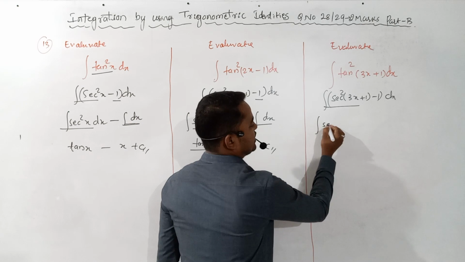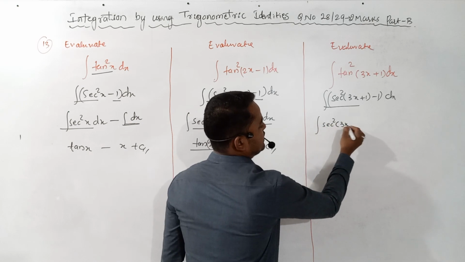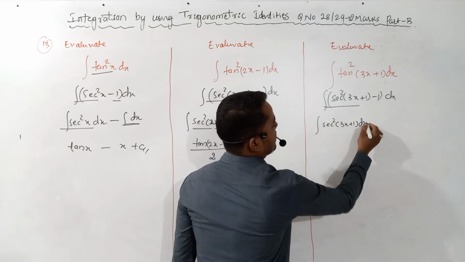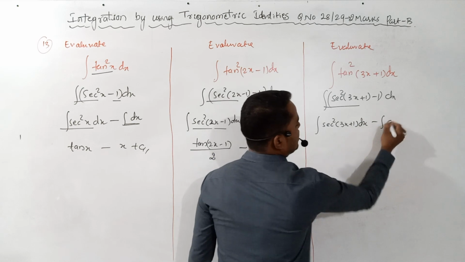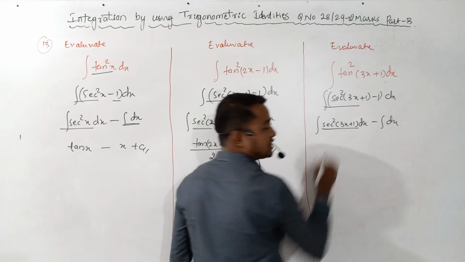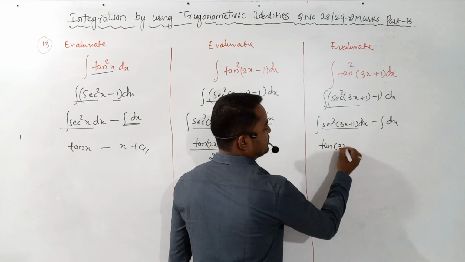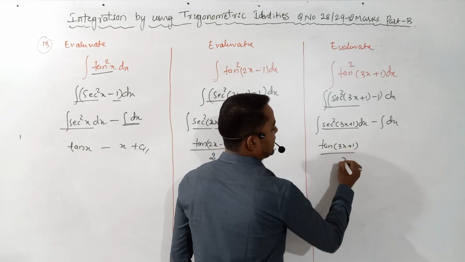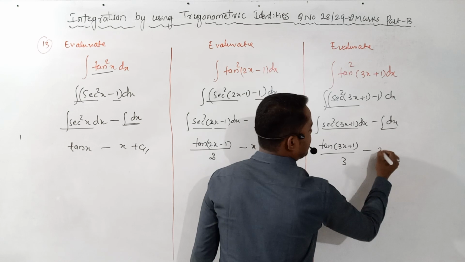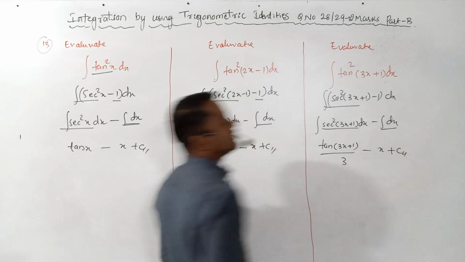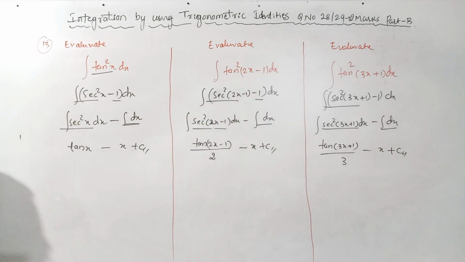And separate this also the same. Integration of sec square 3x plus 1 dx minus 1 into dx is what? dx. Integration of sec square 3x plus 1 is what? Tan 3x plus 1 divided by 3, minus integration of dx is what? x plus c. So these are the solutions. In this way, we have to solve the integration of tan square.